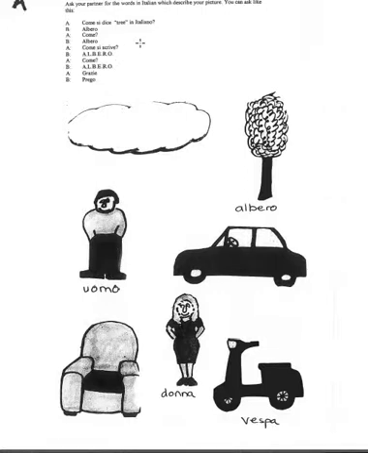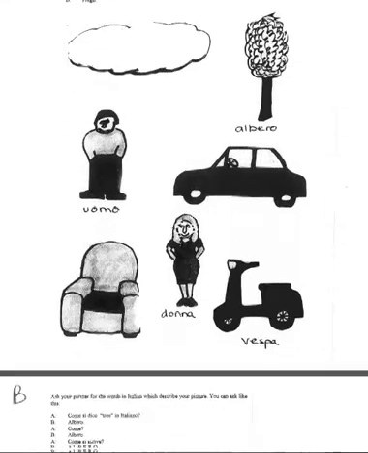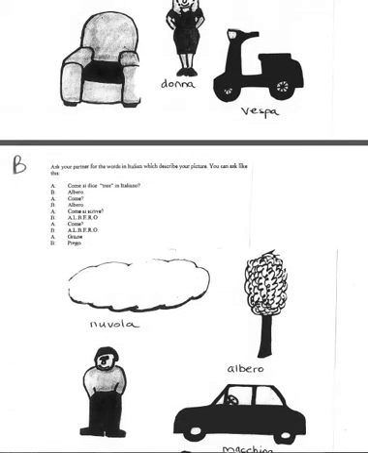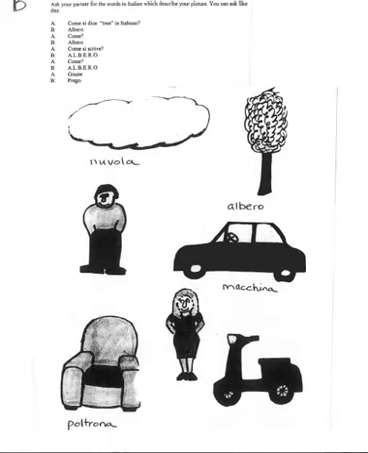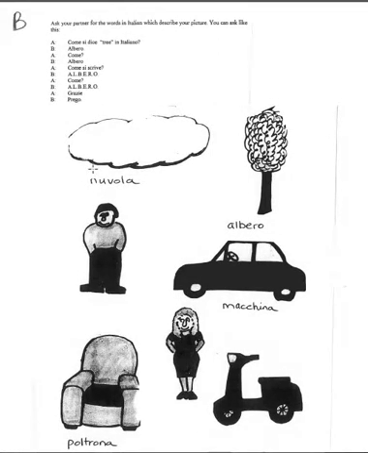Come si dice tree in italiano? Albero. Come? Albero. Come si scrive? How do you spell it? And so they spell it, and they're able to transfer the vocabulary terms. So it's a way of teaching or pre-teaching the vocabulary. As you can see, student B has the other set of terms for the vocabulary. So a cloud in Italian is nuvola, etc.